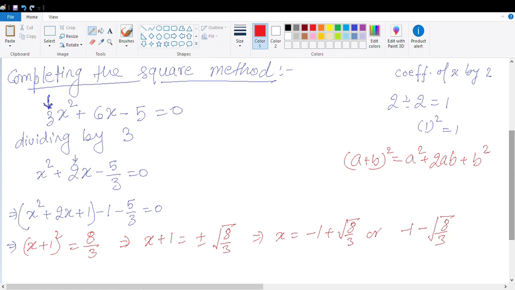and that squared value will be added and subtracted here. So I have added and subtracted 1 here, and after that the first three terms, x square plus 2x plus 1, are the standard formula, that is x plus 1 whole square, and all other constant terms will go to the right hand side. It will become 8 upon 3. So x plus 1 is equal to plus minus square root of 8 upon 3, and then you can get the two values of x easily. Okay, so this is the completing the square method.